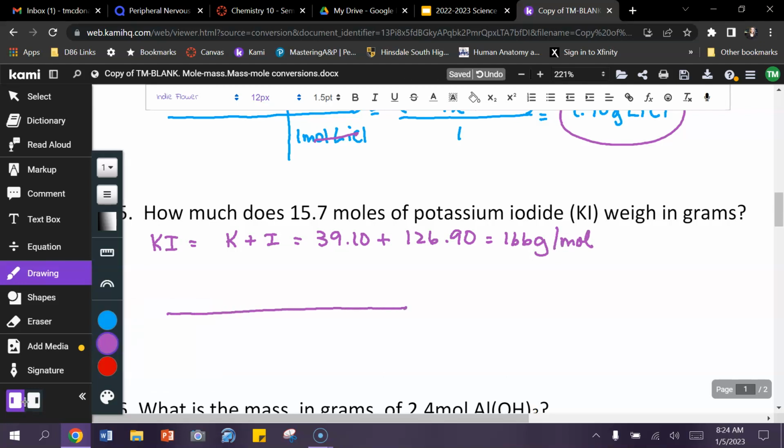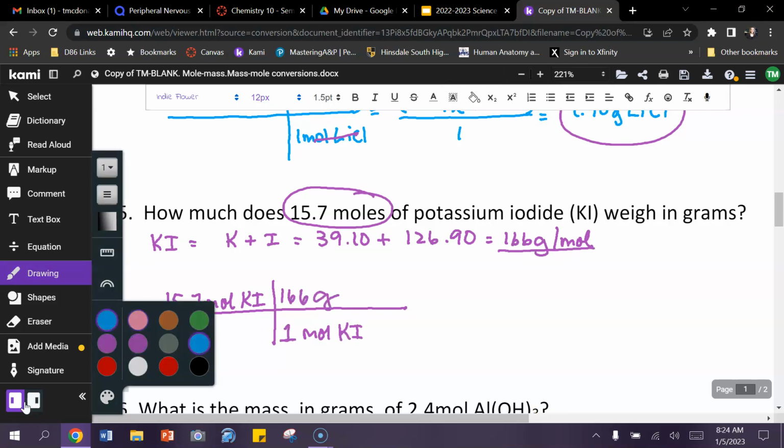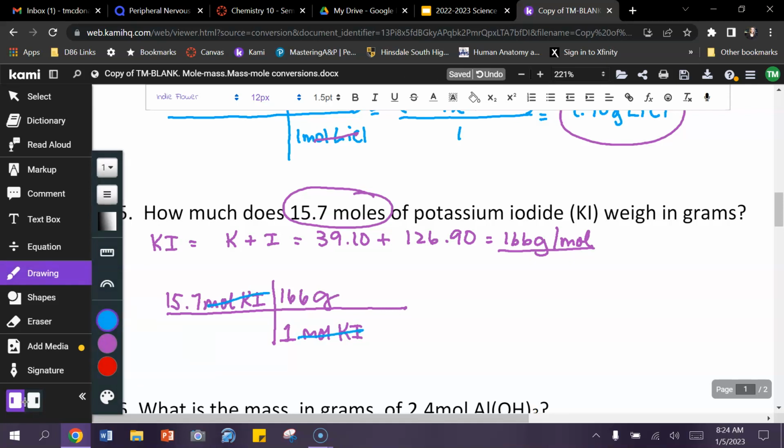Draw the dimensional analysis line. Write what you're given at the top: 15.7 moles of KI. Draw your vertical line. Denote your units. You're going to bring moles of KI at the bottom. We know that 1 mole of potassium iodide is equal to 166 grams. Cross out your units, multiply the numbers across the top.